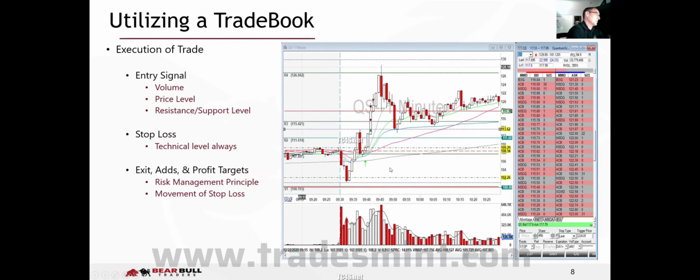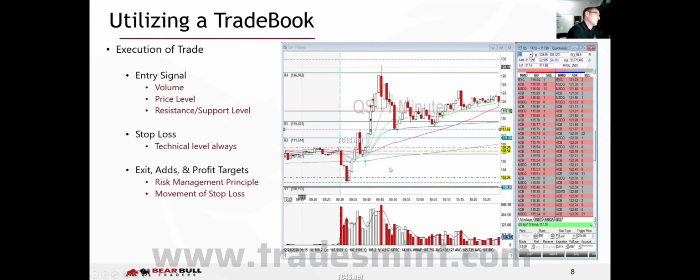Additionally, adds on pullbacks. Does your strategy call for adding? Are you comfortable adding? What are you going to do with your break-even point after you add? All those things are important. Profit targets. Where are you looking to get? For me, on a break of high day strategy and the way that I trade it, I look at my initial stop. I look to get 1R out of it.